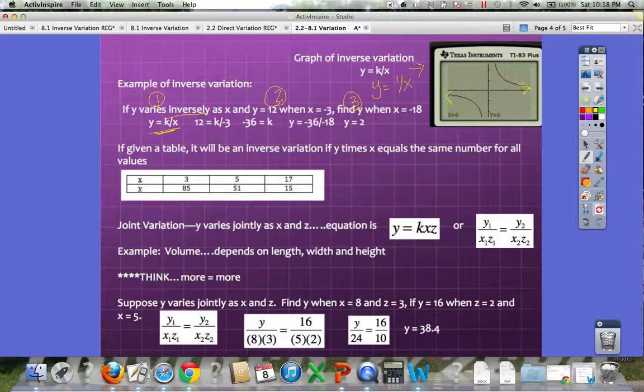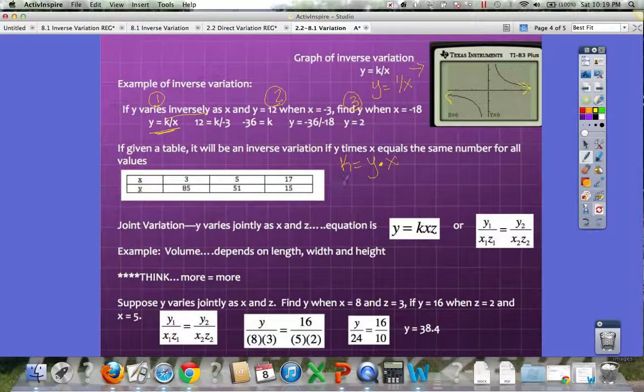Now, if you're given a table and you want to know if it's an inverse variation, or you want to determine if it's an inverse variation versus a direct variation, you were dividing y divided by x in order to get a constant variation. But with inverse, you're actually going to multiply your y times your x. Okay? If that becomes the same number, then it's true.